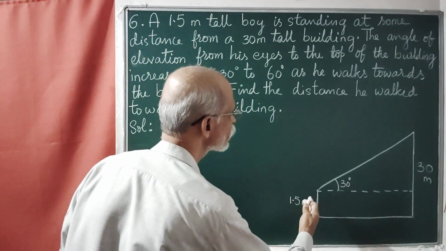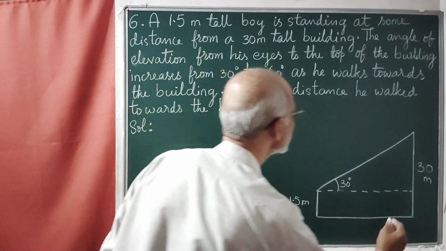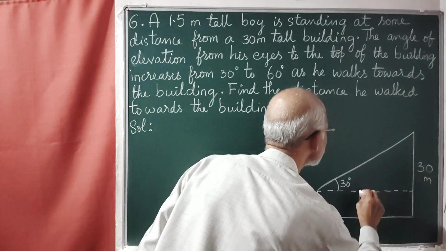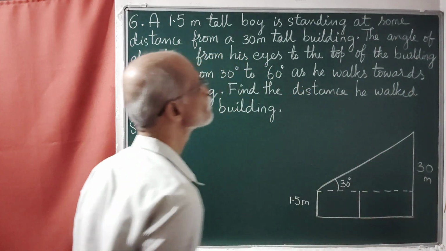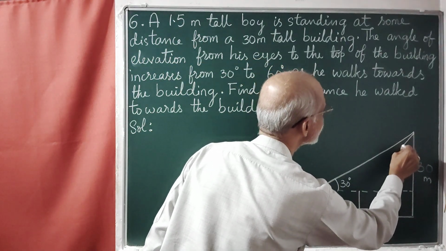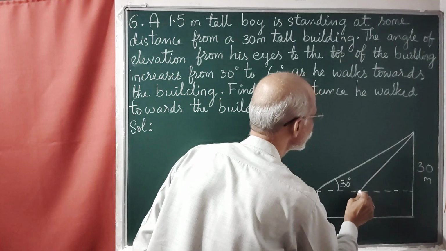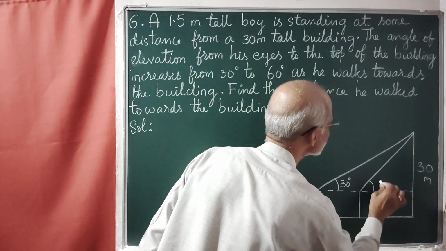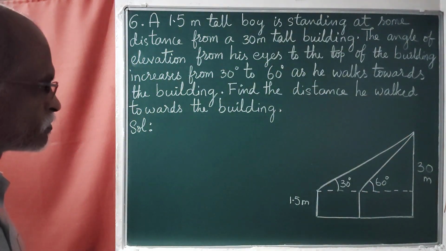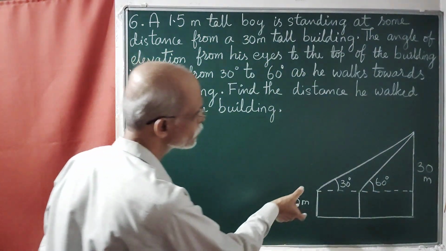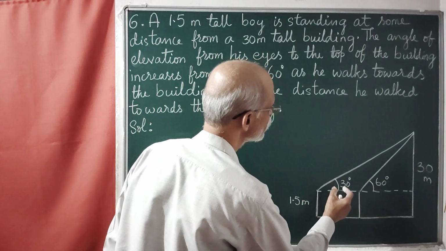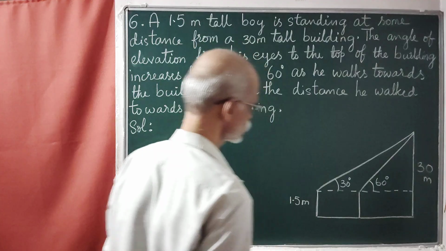Now the boy starts walking towards the building. And let the boy reach this place. Now the angle of elevation to the top of the building will increase to 60 degrees. First the boy was here, he walked towards the building and the elevation became 60 degrees from 30 degrees.